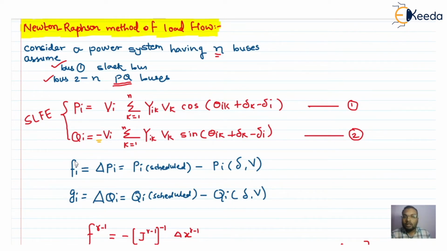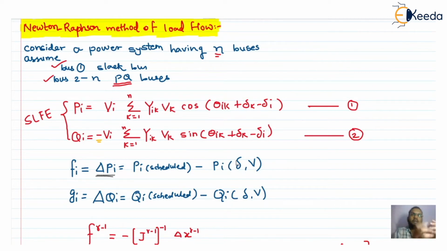Now suppose I'm going to define some function. Let this be the f_i function. What is this f_i? It is a change in the real power. Delta indicates change, P_i is the real power on the ith bus. What will be that change? It is the scheduled power on the ith bus minus the actual power on the ith bus.